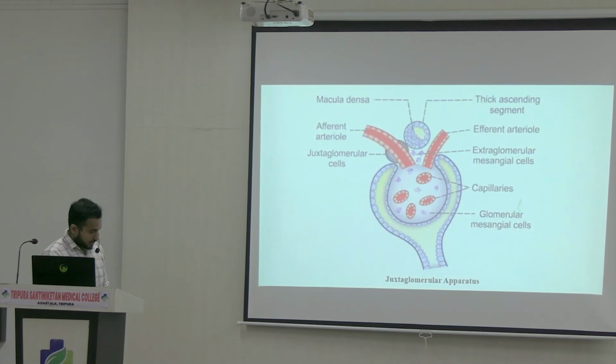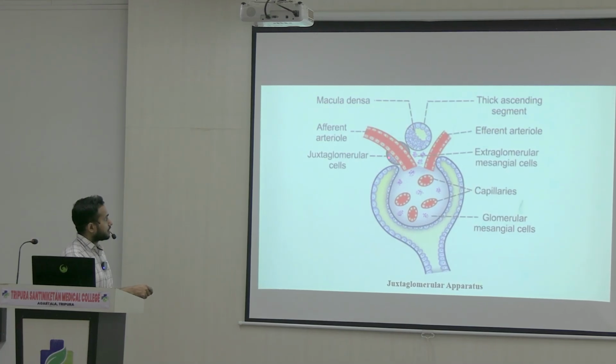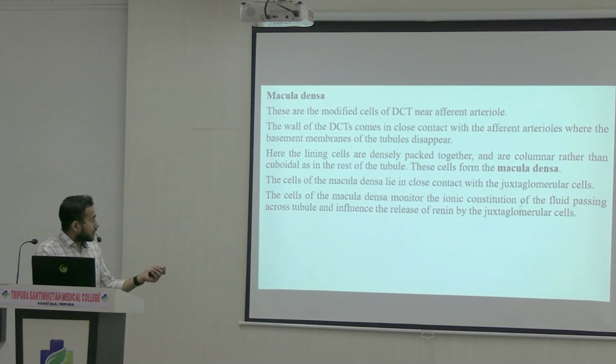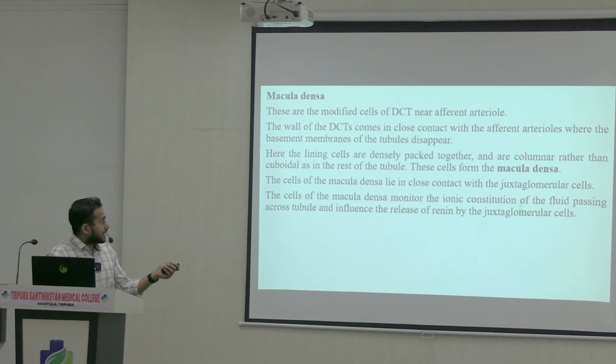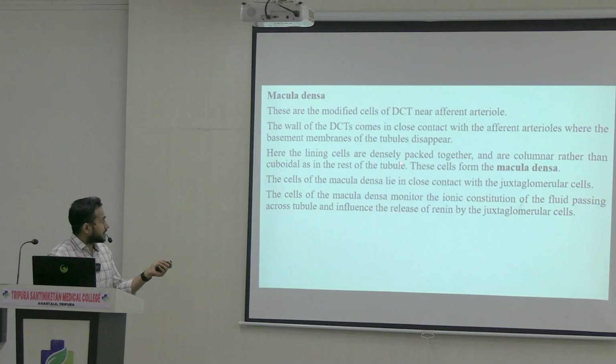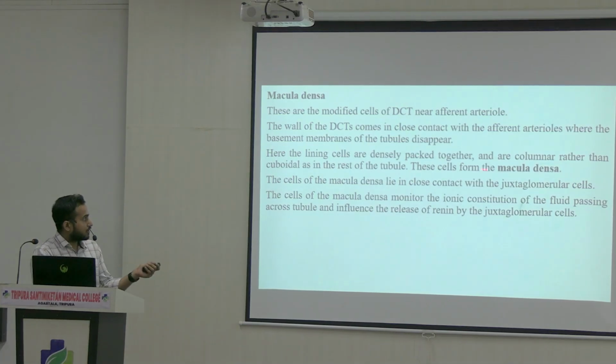Now here you can see the juxtaglomerular apparatus. Here you can see juxtaglomerular cells are present, and you can see the cells of the macula densa. Macula densa are the modified cells of the DCT near the afferent arteriole, in close contact with the afferent arterioles, where the basement membrane of the tubule disappears. The lining epithelium is densely packed together and columnar rather than cuboidal. These are called macula densa cells.